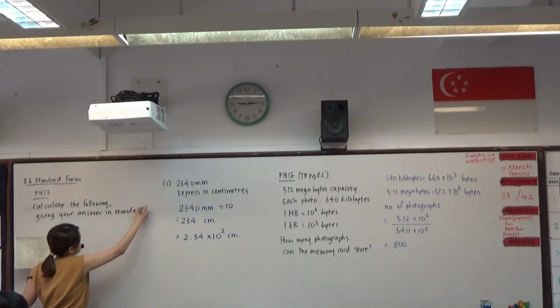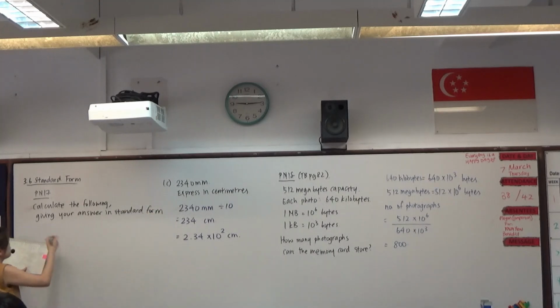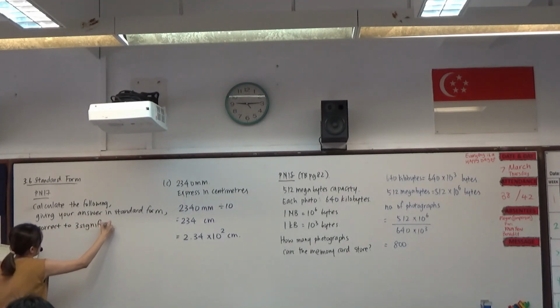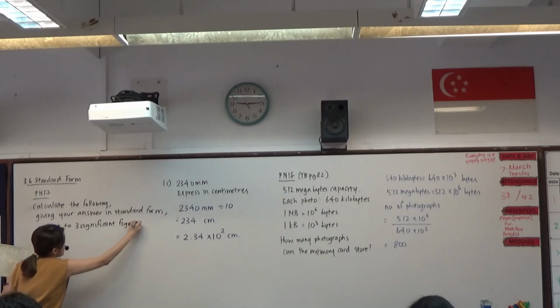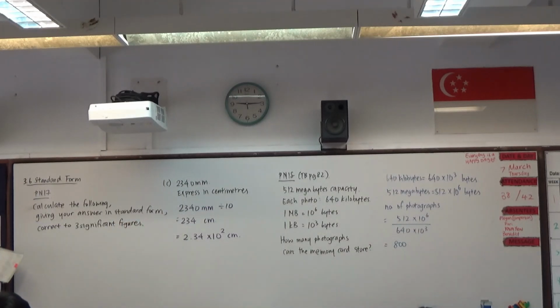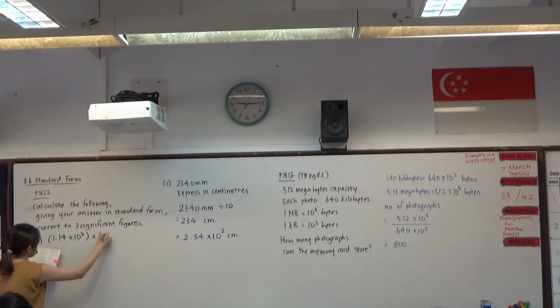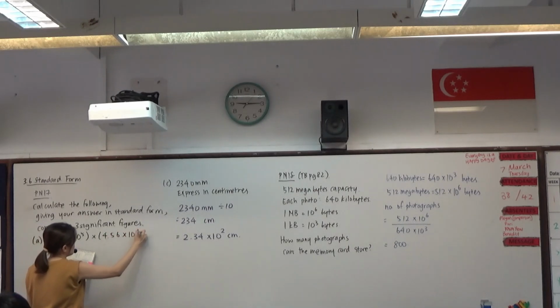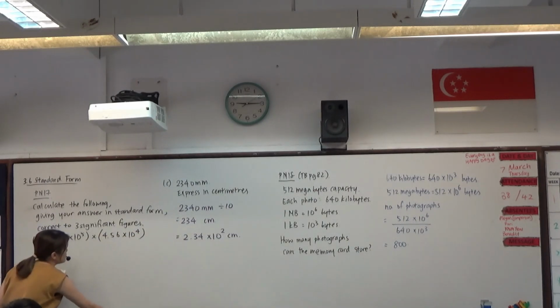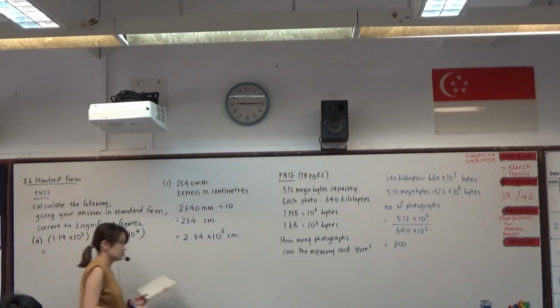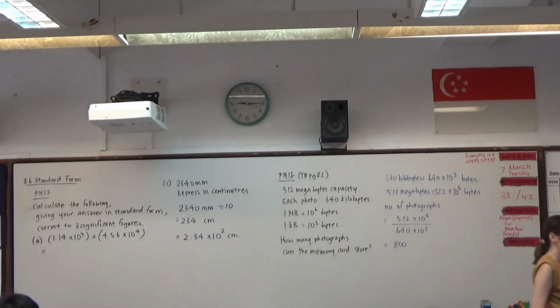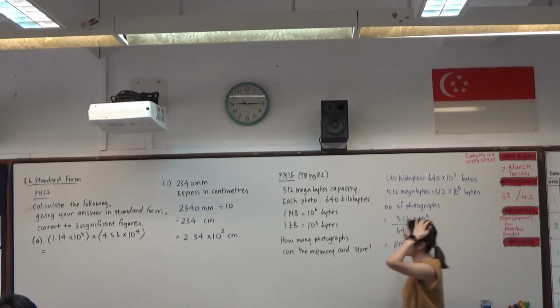The question has certain expectation. They want it to be in standard form and also correct to 3 significant figures. So I want to address how do we have 3 significant figures in standard form. So just looking at part A, will you all press into the calculator first? Tell me what is it that you get. I really want all of us to press into the calculator.